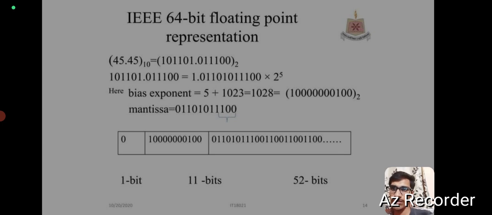Then you have to recognize the mantissa part that I have already mentioned. The mantissa part is the right side of the decimal point, the numbers which lie on the right side of the decimal point. Write the mantissa in the third block where it's 52 bits, and in the first block it is 0 because the number is positive. I hope you understood the topics.